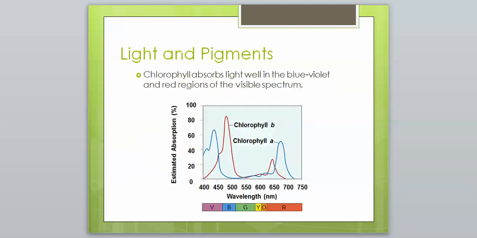And chlorophyll absorbs light well in the blue, violet, and red regions of the visible spectrum. So this color spectrum down here represents the different types of light that we have. Light moves at different wavelengths, and they pick up different colors. So chlorophyll will absorb the light in the violet and the blue on the left, and the red and the orange on the right. That's where they absorb light the best.